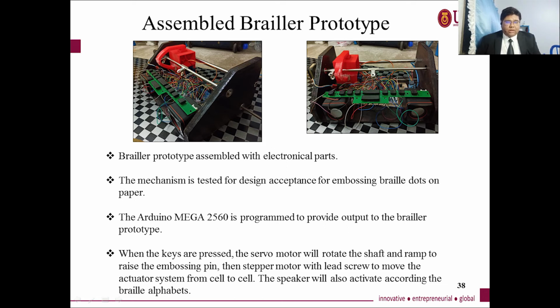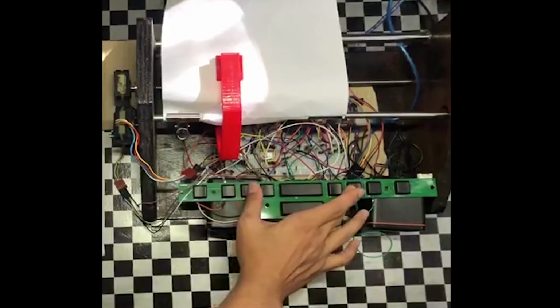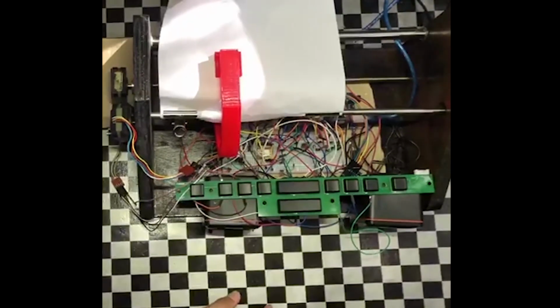So there is the Arduino. The electrical parts that are assembled are the Arduino Mega, backboard, speaker, and other electrical components. So the steps are: when the keys are pressed, the servo motor will rotate the shaft and ram to raise the embossing pin. Then the pull motor with lead screw will move the actuator system from cell to cell. The speaker will also activate according to the Braille alphabets. This is the motion of the mechanism of the Brailler prototype.